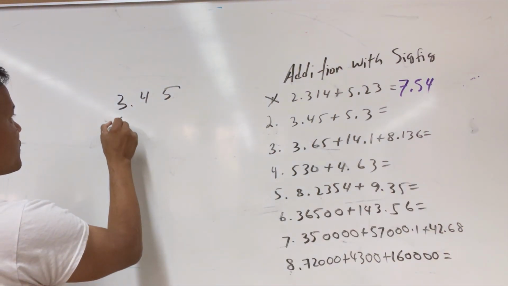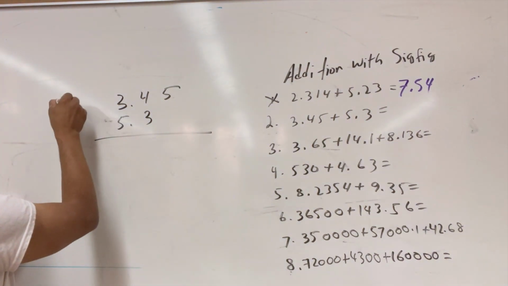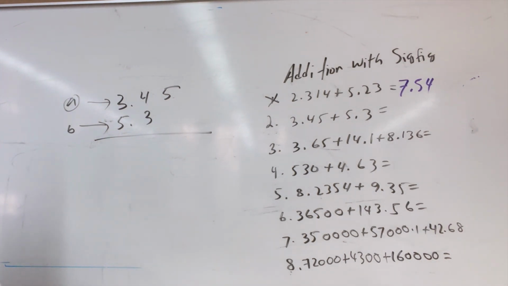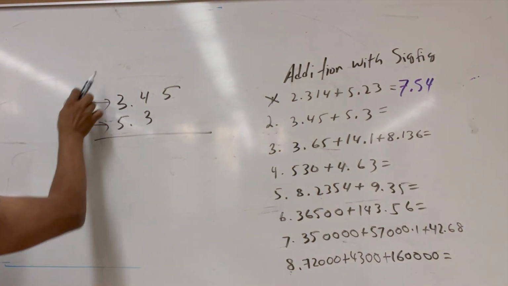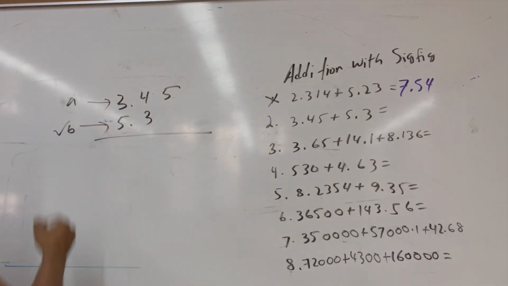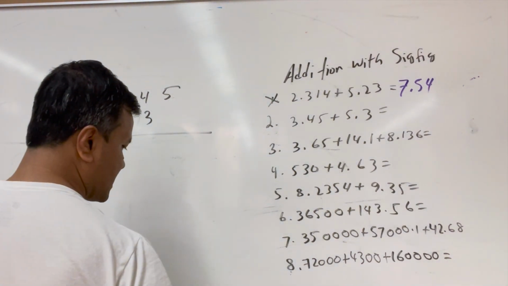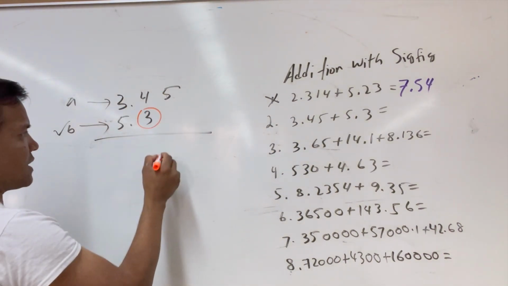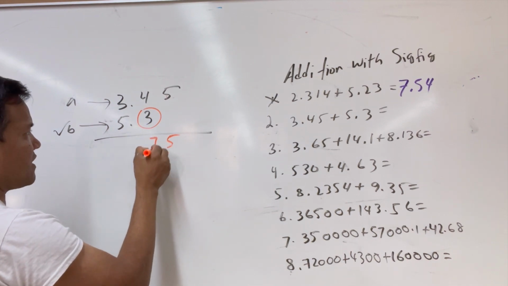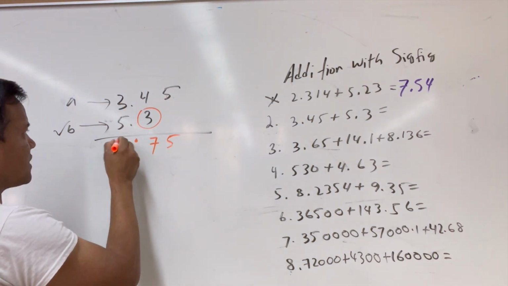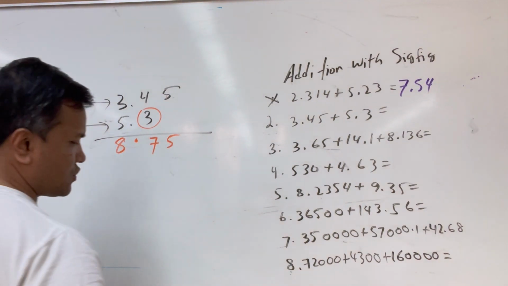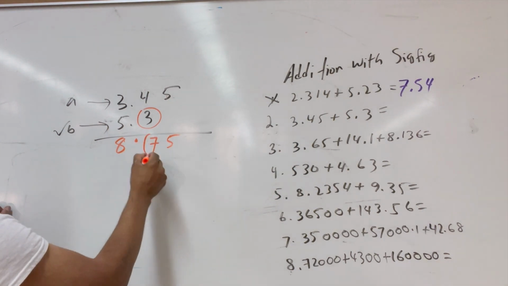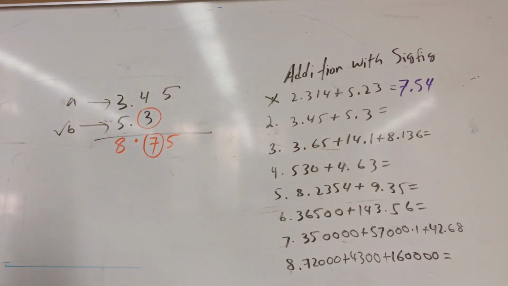3.45 and 5.3. I have A and I have B. Which one is most precise? Of course, B is the least precise, so I have to go by B. And what is the last digit? This one. So 5 down, 7 down, and then 8 down. Okay, so now this is the 10th place, so you have to circle this one, and then you want to write 8.7.